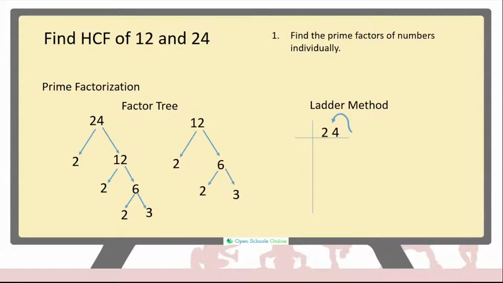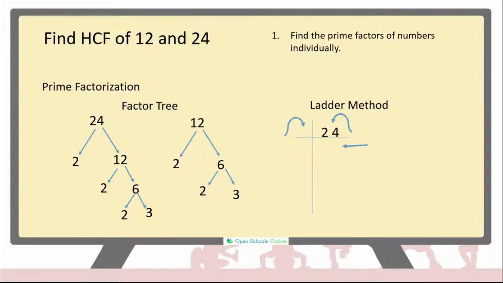We have to continue to divide this number with a prime number till the time we get 1. Next, here we write the smallest prime number which can divide the given number. And then finally, here we write the quotient which we get after dividing. Now let's start our process then. We start with the smallest prime number, that is 2. And we have to check whether it can divide 24 or not.